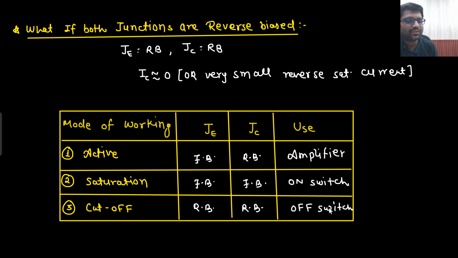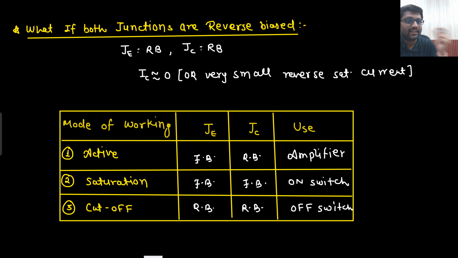But if you want to make an on switch or off switch, why would you use BJT? You can make it through a diode only, no? If I want an on switch or an off switch, what would I do? Do this particular thing. Why would I use BJT there? So BJT is used for amplification purpose, right?